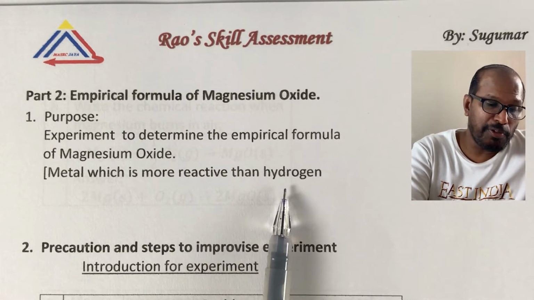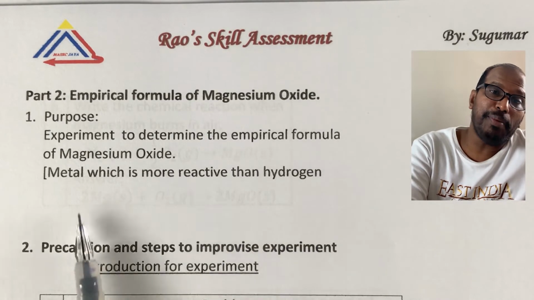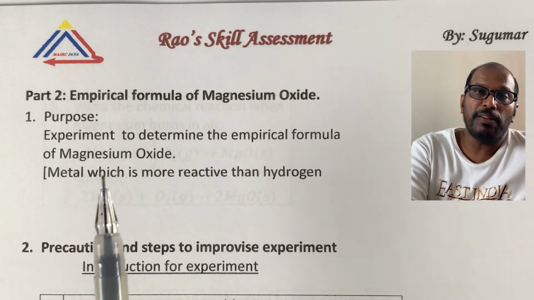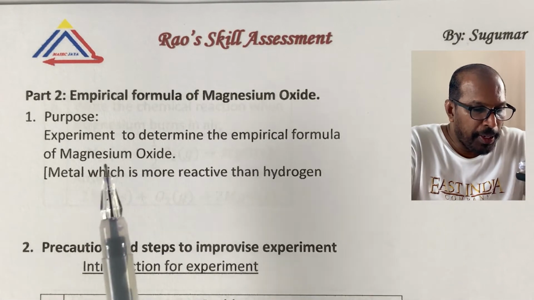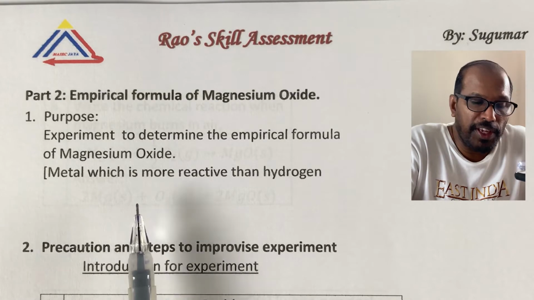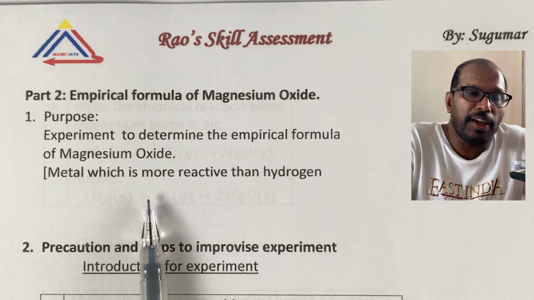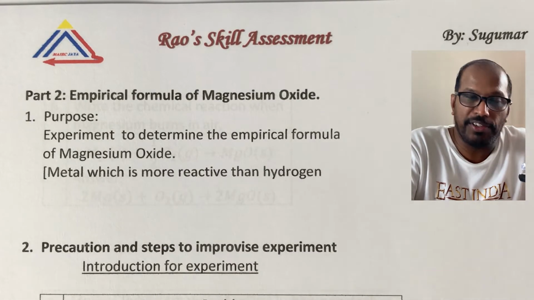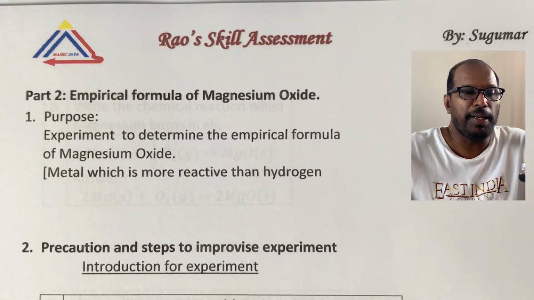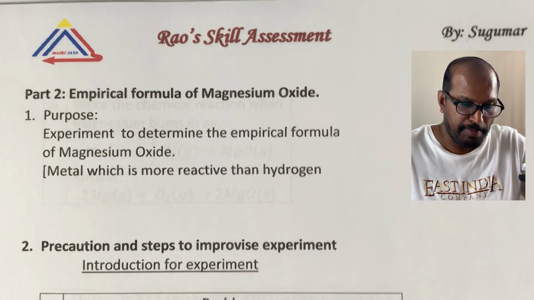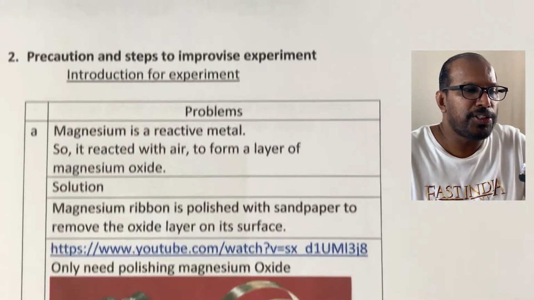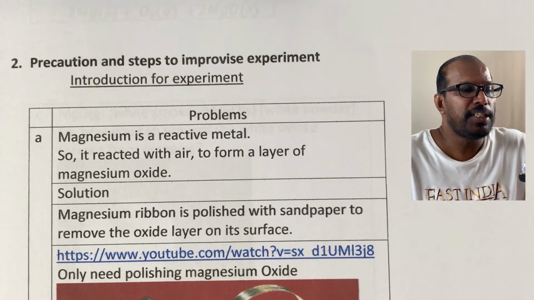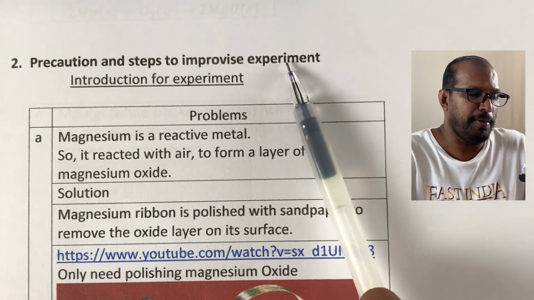For example, if you want to determine the empirical formula of aluminum oxide, then we use the same method. Instead of using magnesium, we replace it with aluminum. Practically, all these are used for the experiment with any metal which is more reactive than hydrogen, but magnesium oxide is taken as an example. Now, what are the precautions and steps that we need to consider to improve your experiment?